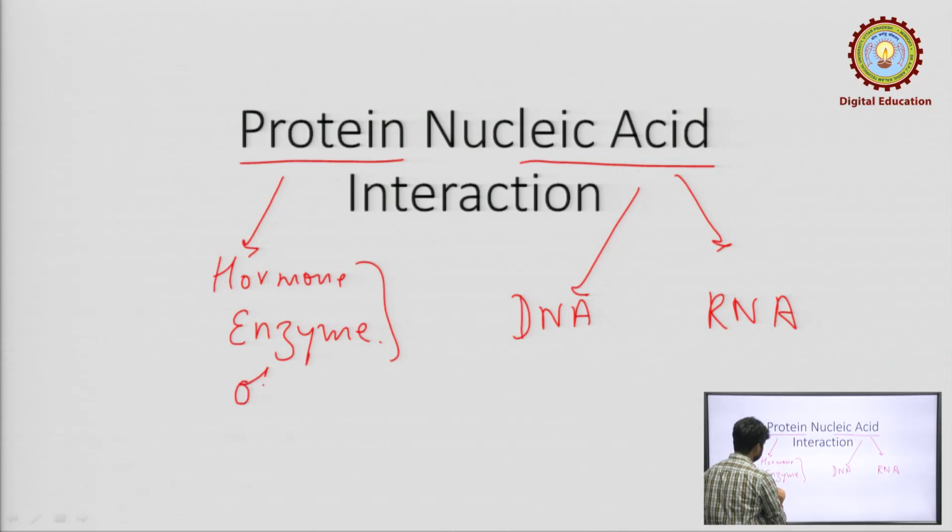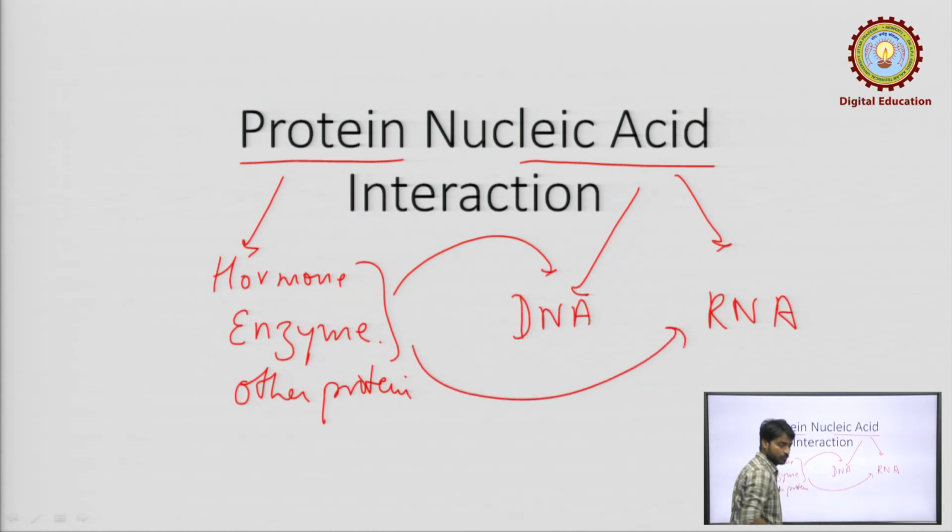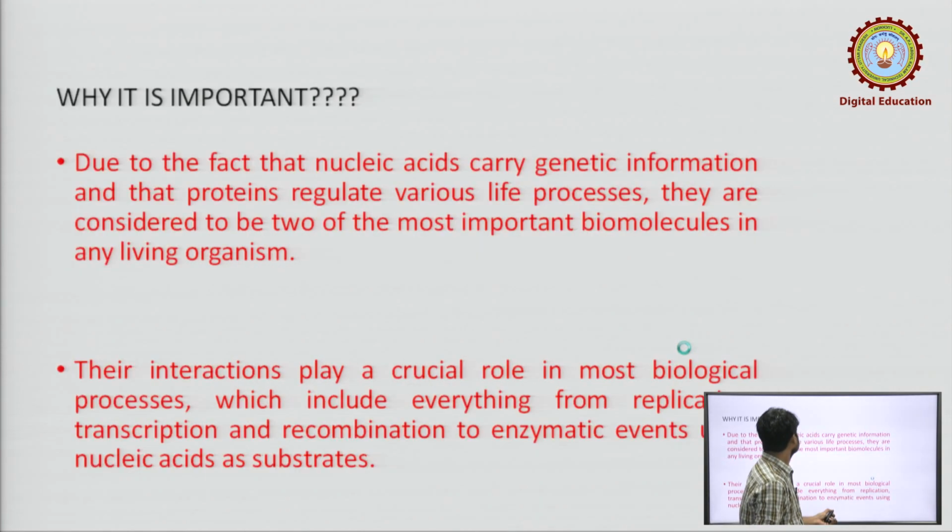So any other protein will interact with this DNA or with RNA. There are two basic techniques which we will learn in these slides. First of all, what is the need to study DNA interacting with protein, or RNA interacting with protein? Why is it important?